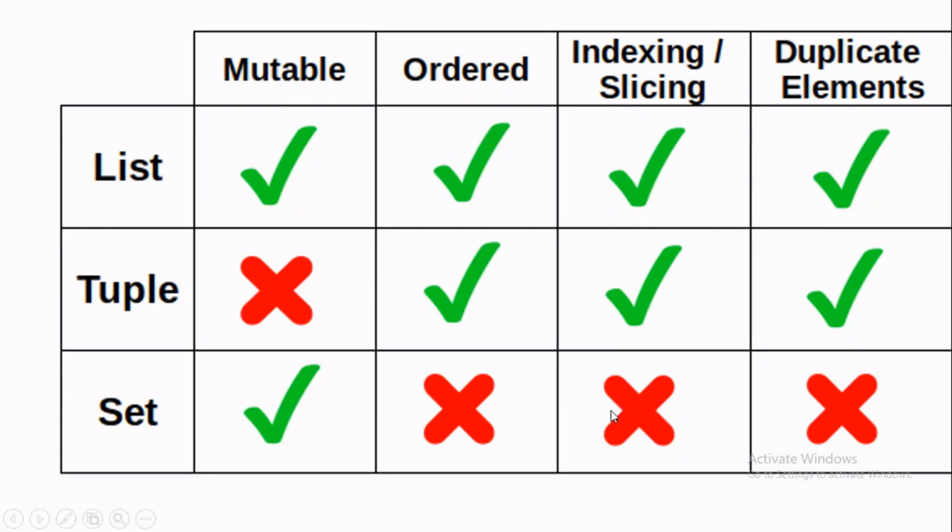Also, you can't index or slice a set, and moreover sets are unordered. But the advantage of sets is that they are mutable. It means that they can be changed. You can add or remove an element inside of it.